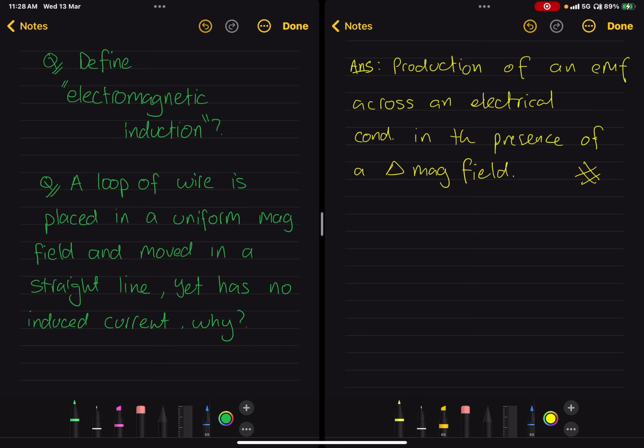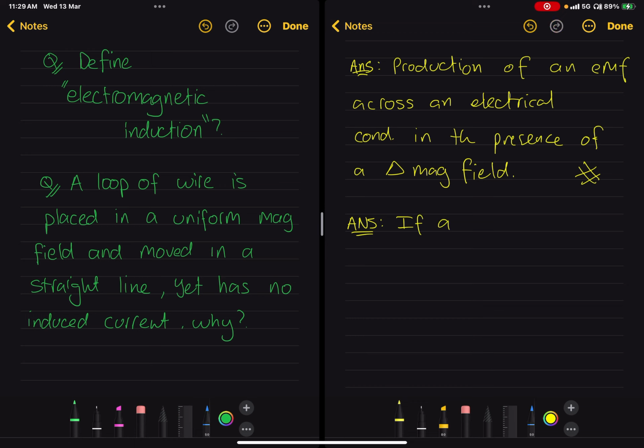Now we're going to think about another question here. We have a loop of wire is placed in a uniform magnetic field and moved in a straight line, yet has no induced current. Why? Well, for this one, this is essentially a theory question about electromagnetics. So a loop has flux only when the surface normal and the field are not perpendicular. So if a loop is moved so that its surface normal is perpendicular to the magnetic field vectors, an EMF will not be generated.